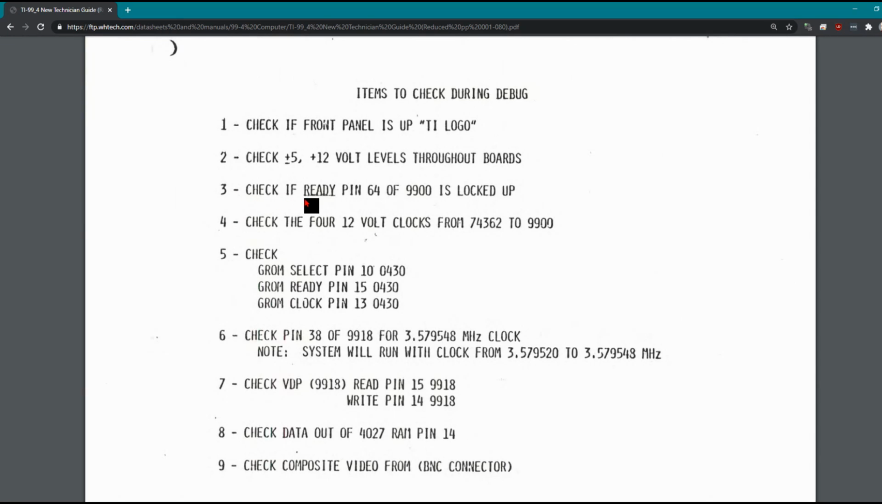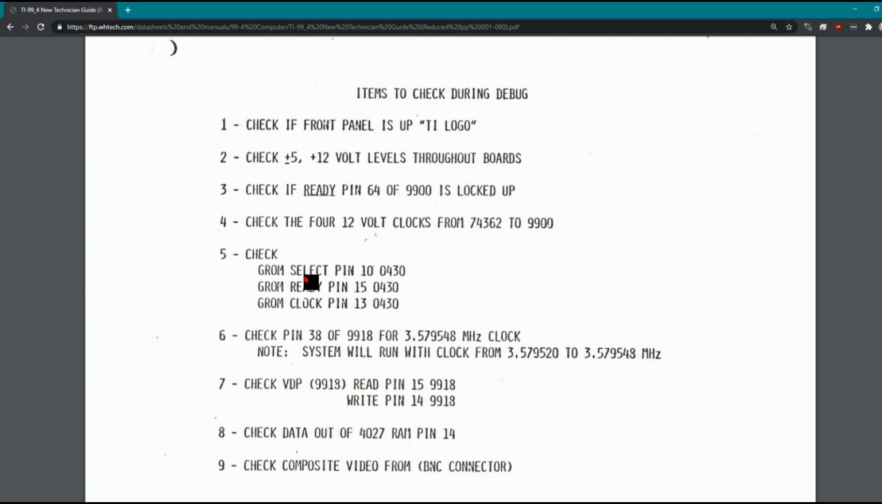The next thing is to check if the ready pin on pin 64, the 9900, that's the CPU, is locked up. And then the next step is check the 4 12-volt clocks from the 74LS362 to the 9900. So the 74LS362 is this custom chip that TI made. It generates the 4 clock signals that this processor needs. There's 12-volt clocks. I think there's also 5-volt clocks that come out of this thing on 8 different pins. So it's telling us we need to make sure that those 4 12-volt clocks that go to the processor are looking good.